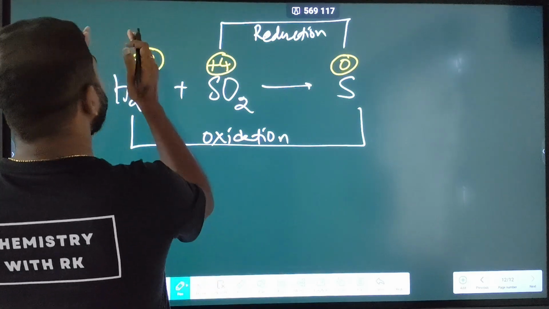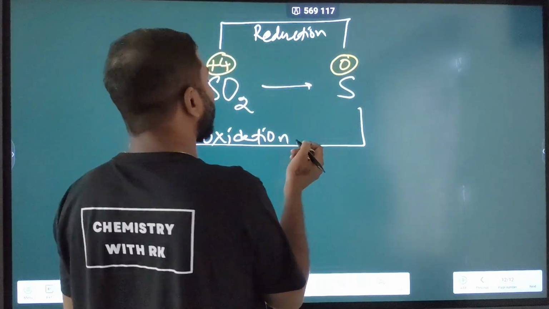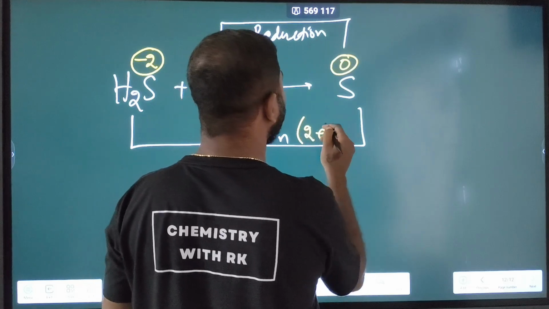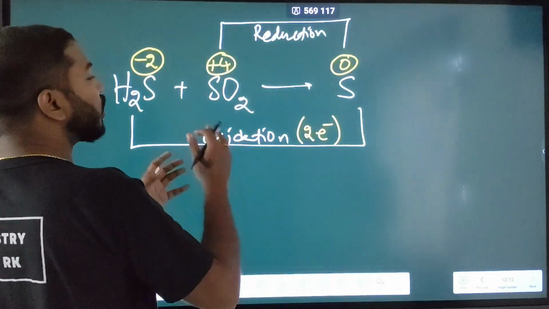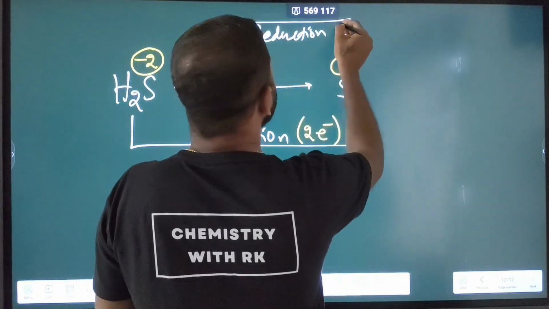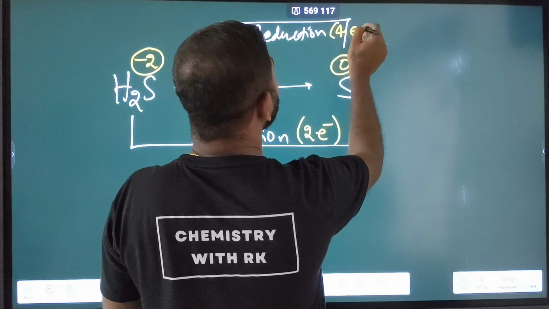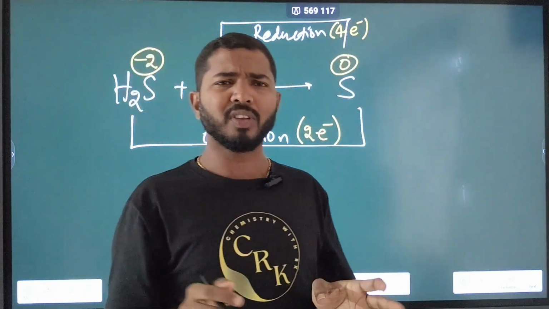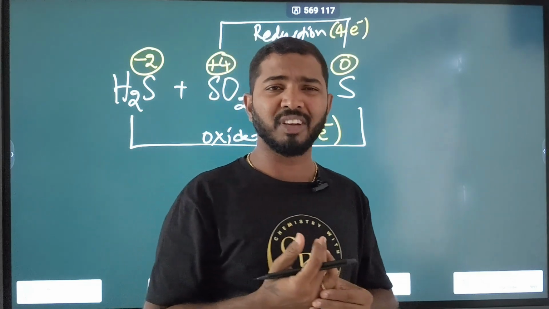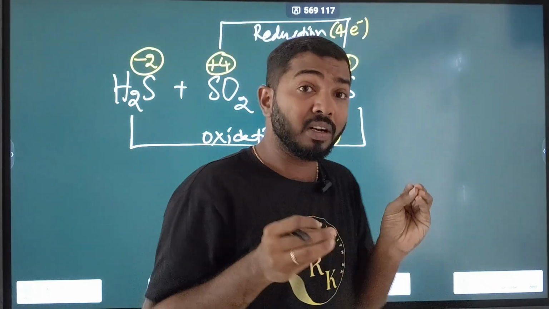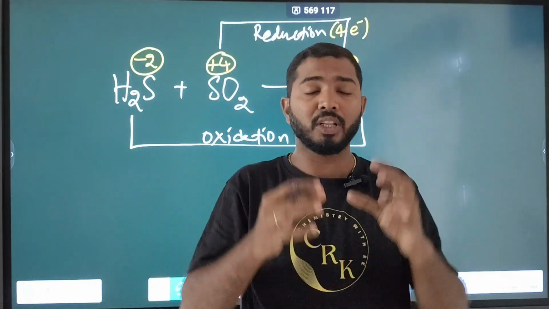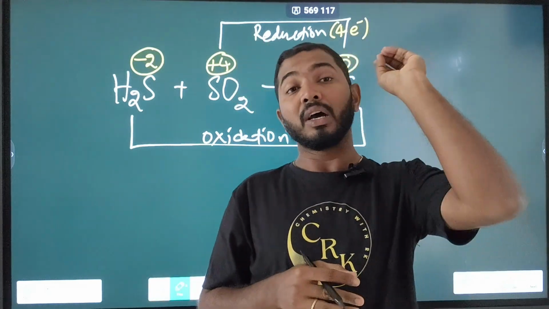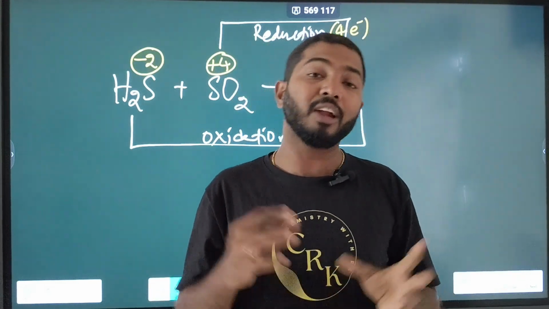So from minus 2 to 0, how many electrons is it losing? It is trying to lose 2 electrons. So oxidation involves 2 electrons, and reduction, 4 to 0, involves 4 electrons. Very important. Hope it is clear. There is no problem in calculating the number of electrons involved, right? This approach to calculating the number of electrons is useful in electrochemistry as well.